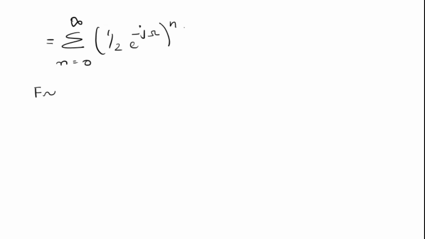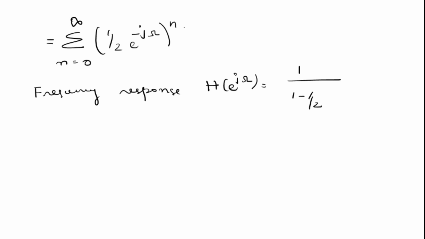So it is given half to the power n into u of n. So summation starts from n is equal to 0 to infinity half into e power minus j omega to the power n. Therefore, frequency response h of e power j omega is equal to 1 divided by 1 minus half into e power minus j omega.